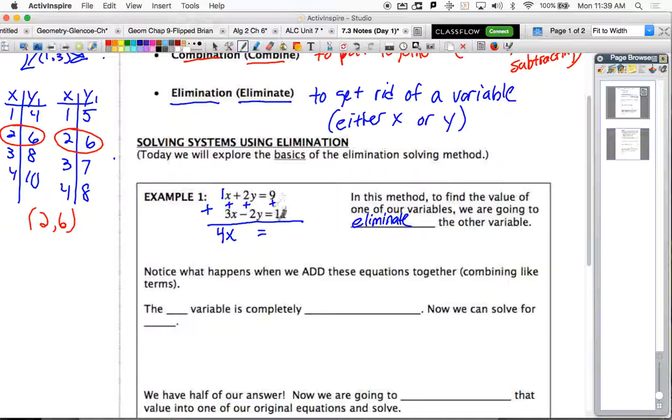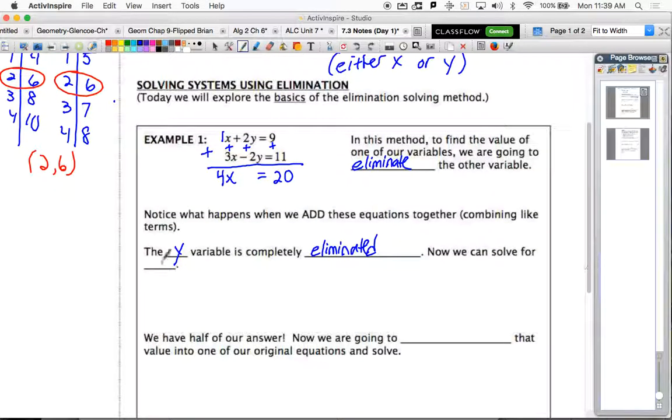And then we have 9 plus 11 over here is 20. Notice how simple that equation becomes when we add those equations together. So when we add the equations together, the y variable is completely eliminated. And now we can solve for the x. Well, that's fairly straightforward, hopefully. We've got 4x equals 20. So to solve for x, 4 times x, to undo the multiplication, we will divide both sides by 4. That cancels out the 4, and we're left with x is equal to 5.